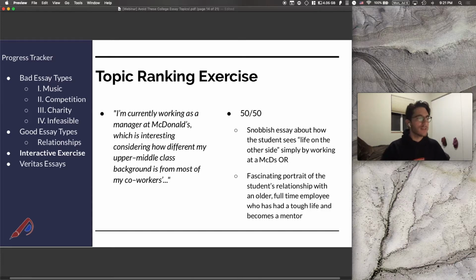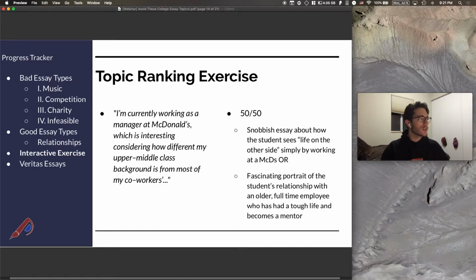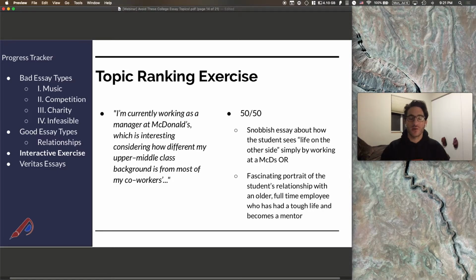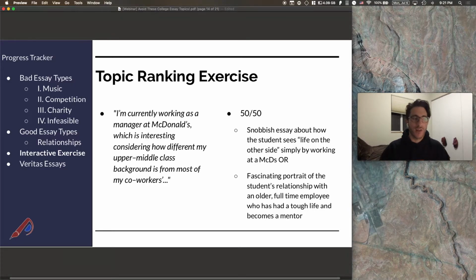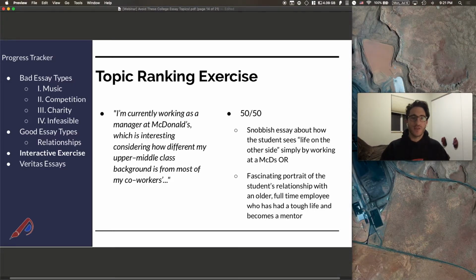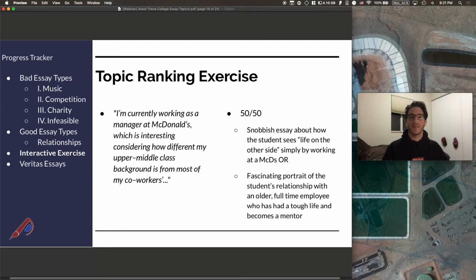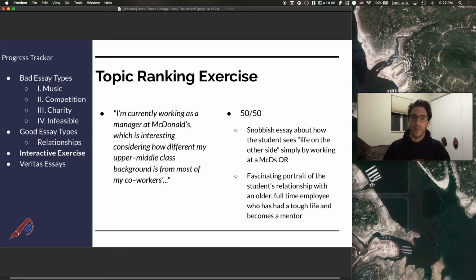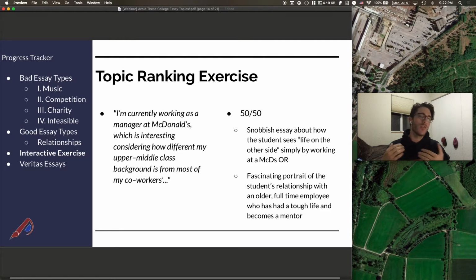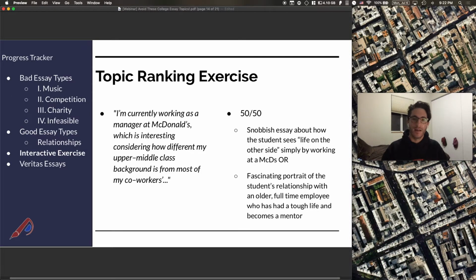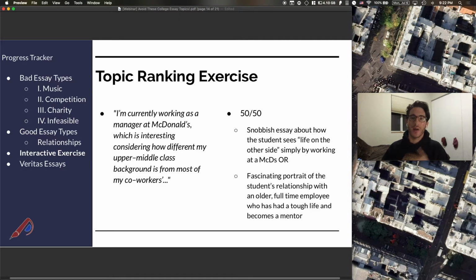So the first topic is, "I'm currently working as a manager at McDonald's, which is interesting considering how different my upper middle class background is from most of my coworkers." Now we give this topic a 50-50 call. There's one way that this essay could be written that would make it a bad topic. It's that it's a snobby essay written about how the student sees life on the other side, or simply about working at McDonald's, and they're painting it as this thing that they didn't really want to have to do, or the people they were working with weren't that great. It just comes across as not so much insight, not really a mature, evaluative sense of the world.